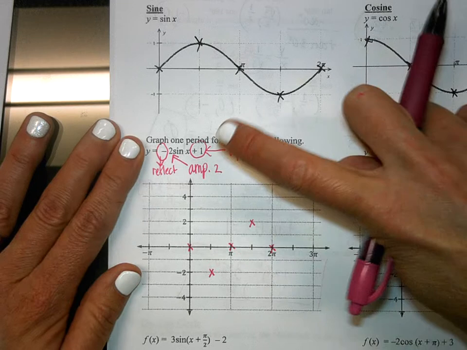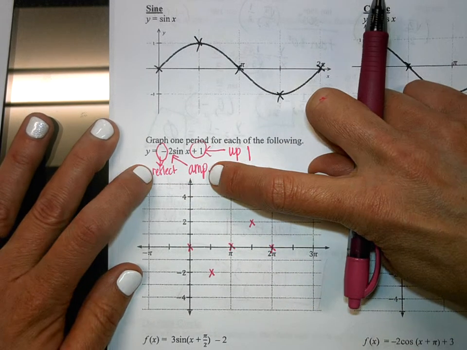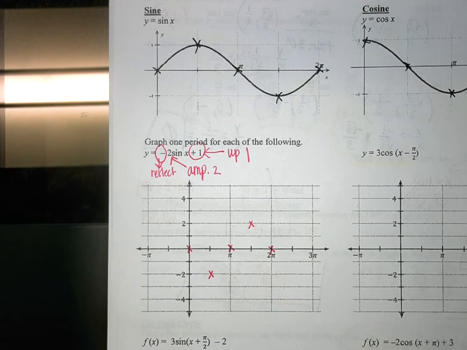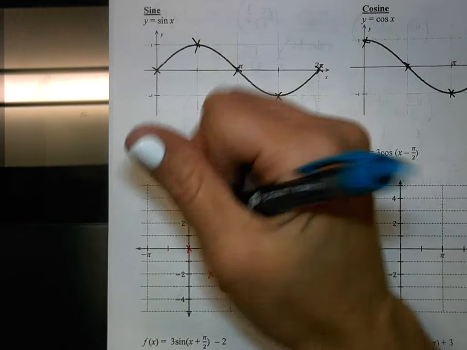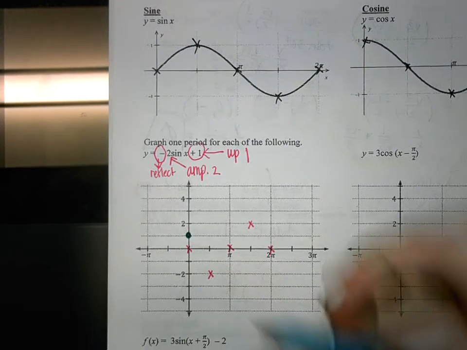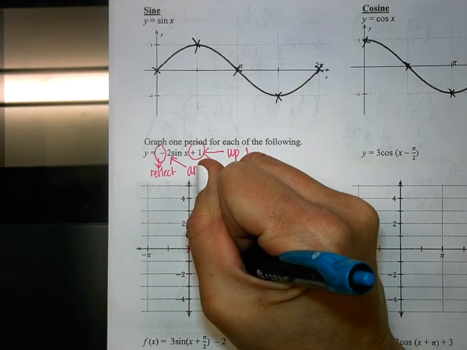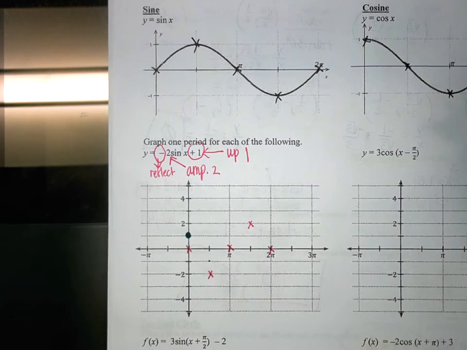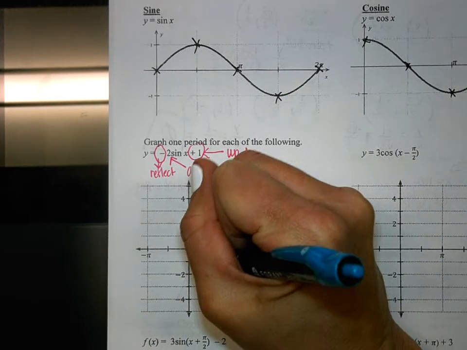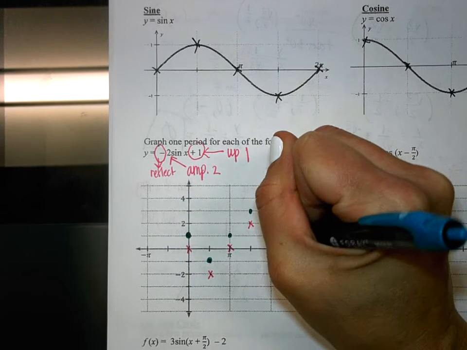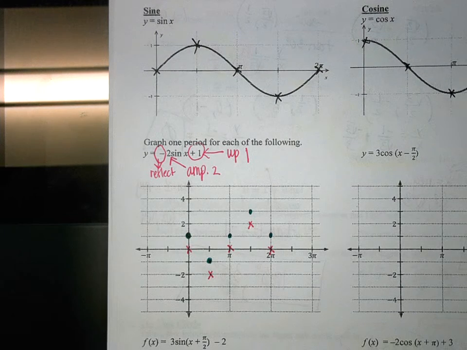So we've taken care of reflection, we've taken care of amplitude of 2, and now we need to move it up 1. So all I do is go to each of my x's and move it up 1, and I'm going to make my point, because that's actually where my graph is going to be. The x's were just helping me. So each x, I'm just going up. Oops, I did not go up 1... yeah, I did go up 1. Okay, sorry, up 1 on every x. And then you just draw your curve.